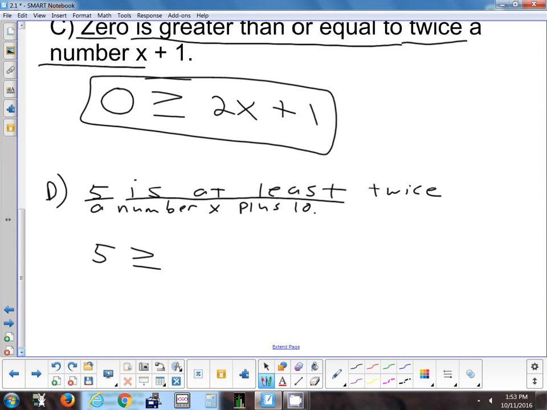Perfect. 5 is at least, okay, we've got that part. How about the next one? Twice x. Good, it's the same kind of thing we did before, 2x. And now the last part. How about Trenton? Plus. What operation is plus? Addition. Addition, yep. And what are you adding? 2x plus 10. Perfect.